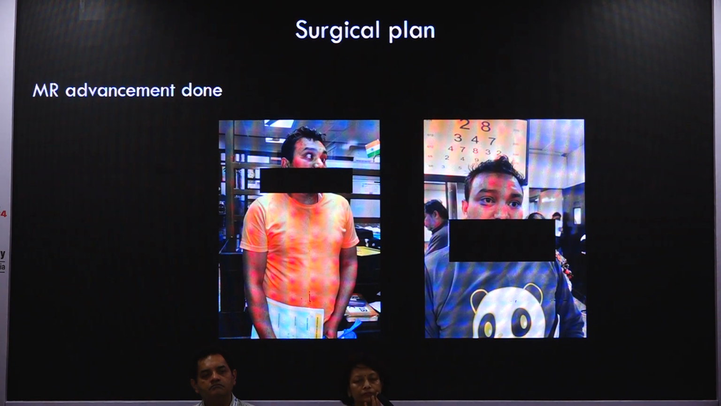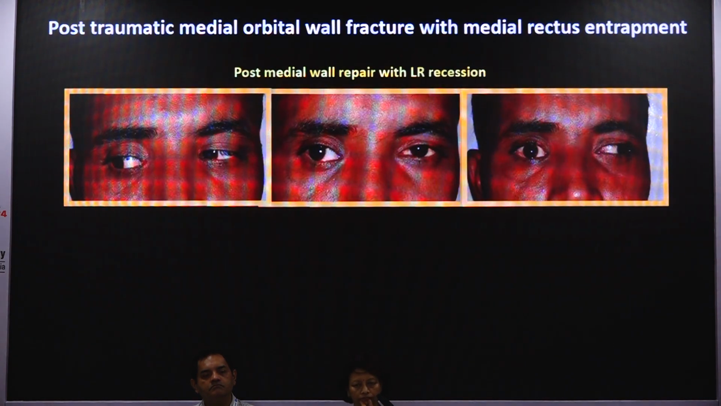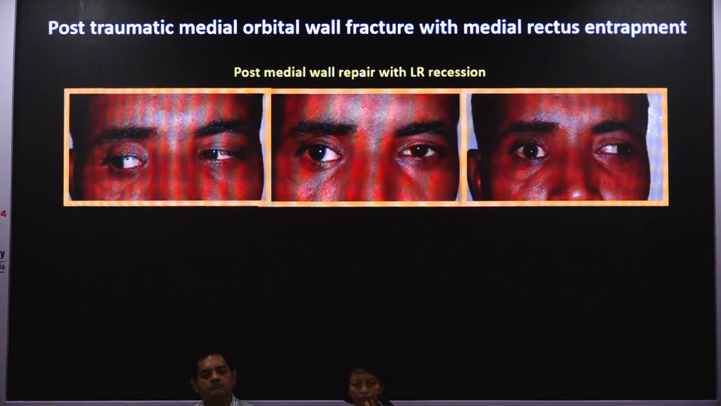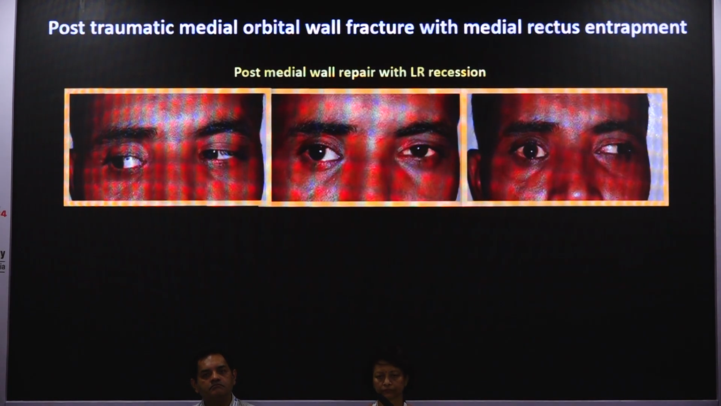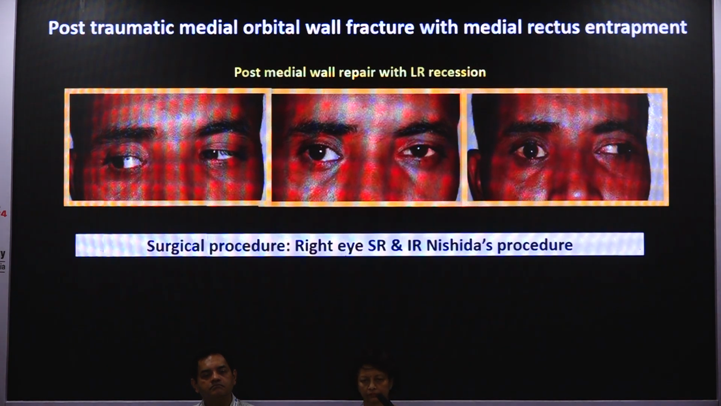So again, you need to know what has been done so that you can make your planning appropriately. This was a post-traumatic medial orbital wall fracture with medial rectus entrapment. He had undergone medial wall repair with a lateral rectus recession. Our procedure, which we preferred because obviously one muscle had been already operated, he had suffered trauma. We're not sure what was the status of the vascularity.